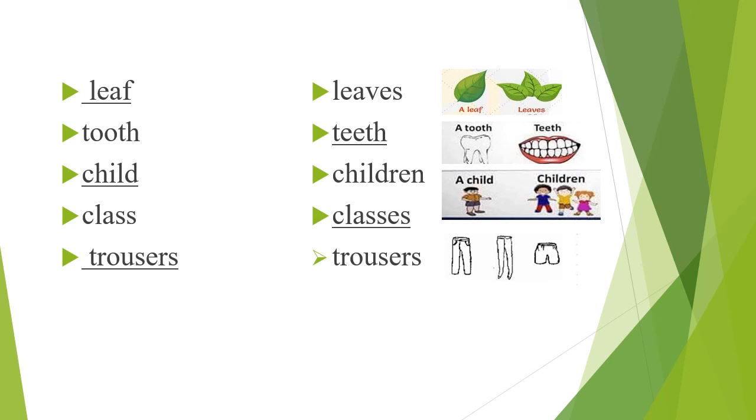Next, singular noun is given, tooth. Its plural is teeth. Number 8, plural form is given, children. The singular of children is child. Number 9, singular noun is given, class. Its plural is classes. The last word, plural form is given, trousers. Its singular is also trousers.